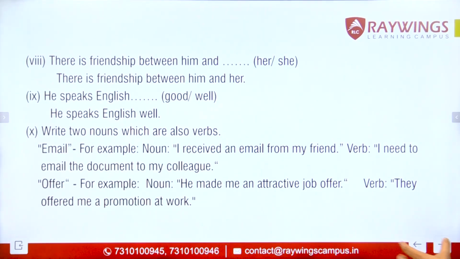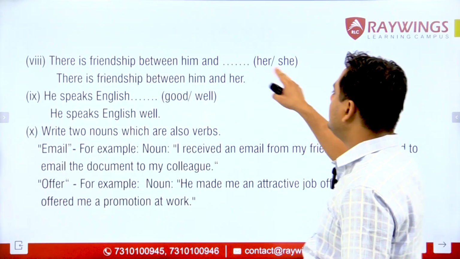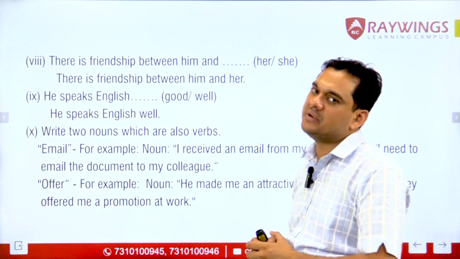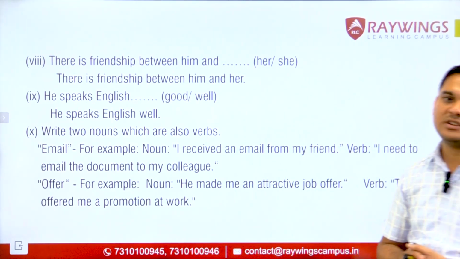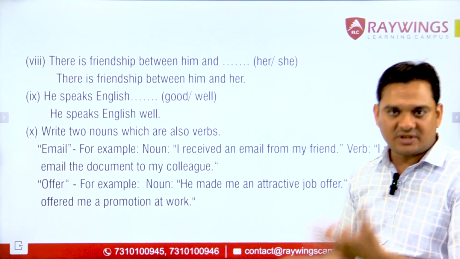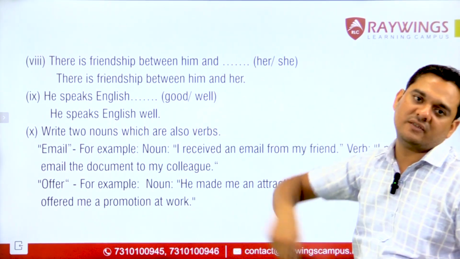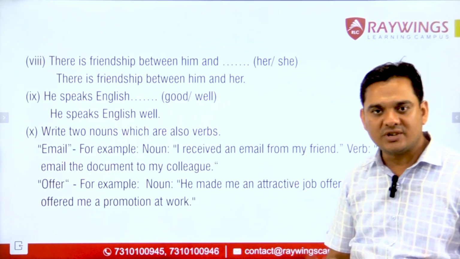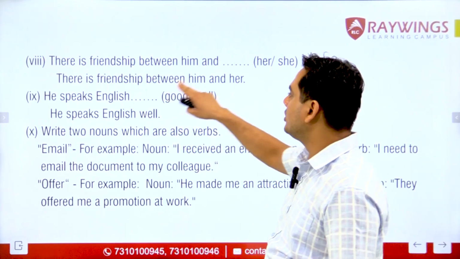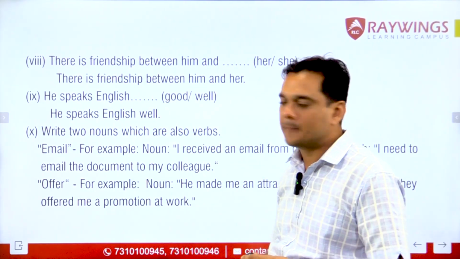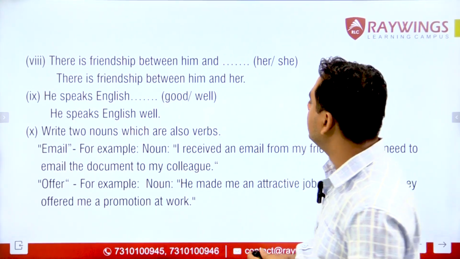Next, there is a friendship between him and she or her. So it will always be her. We do not use the pronoun she here because it's not an objective pronoun. It is a subjective pronoun, which is always used in the beginning of the sentence. Her is an objective pronoun, which is used at the end of the sentence. So "there is a friendship between him and her" is the right answer.